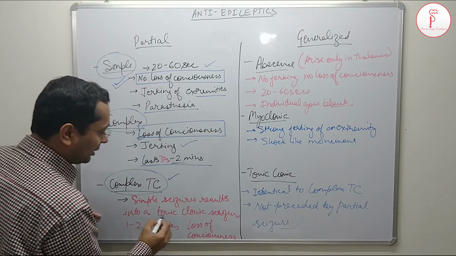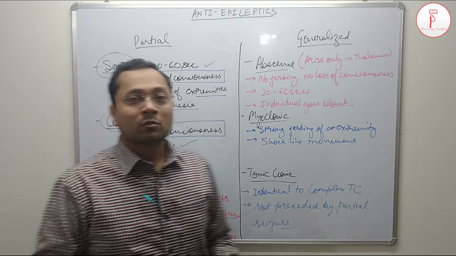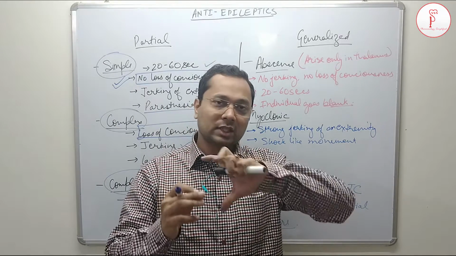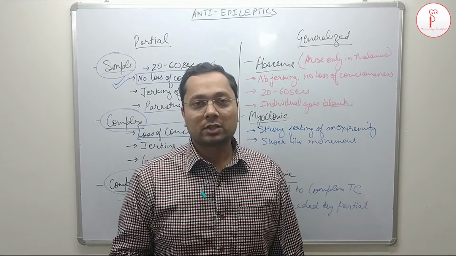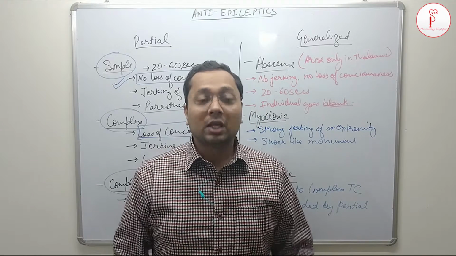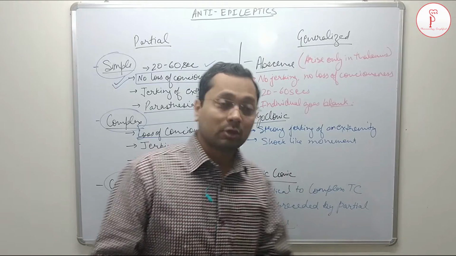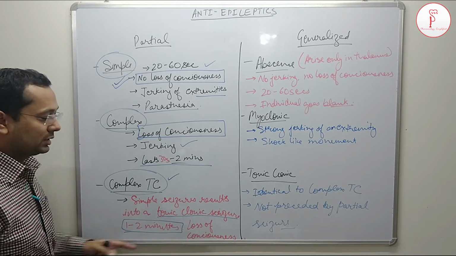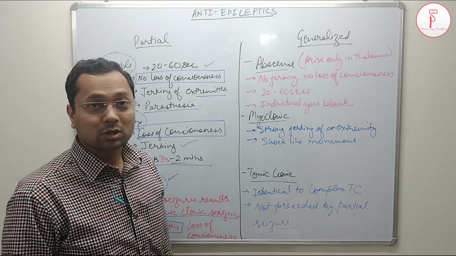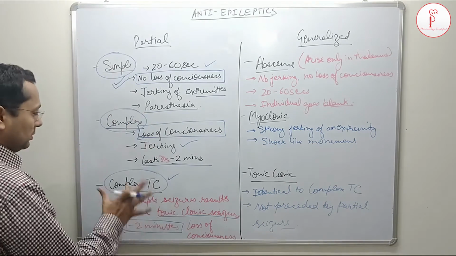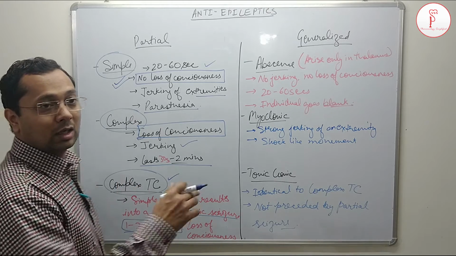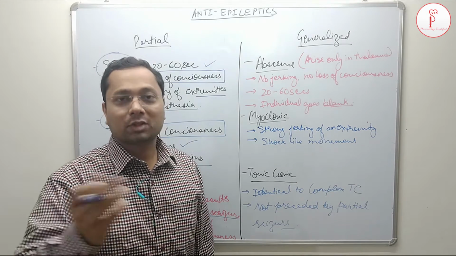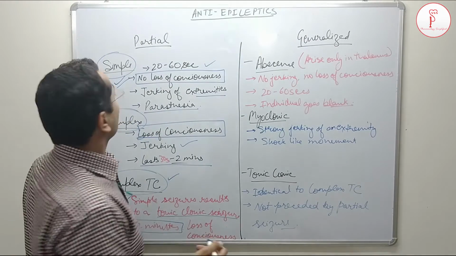Simple seizures result in tonic-clonic seizures. What is happening? They are developing into a full, generalized form. So the whole body will undergo jerking motions. The episodes can last for 1 to 2 minutes, and it is shown by loss of consciousness, right? So complex tonic-clonic is just what we can say is a bad version of the partial seizure.